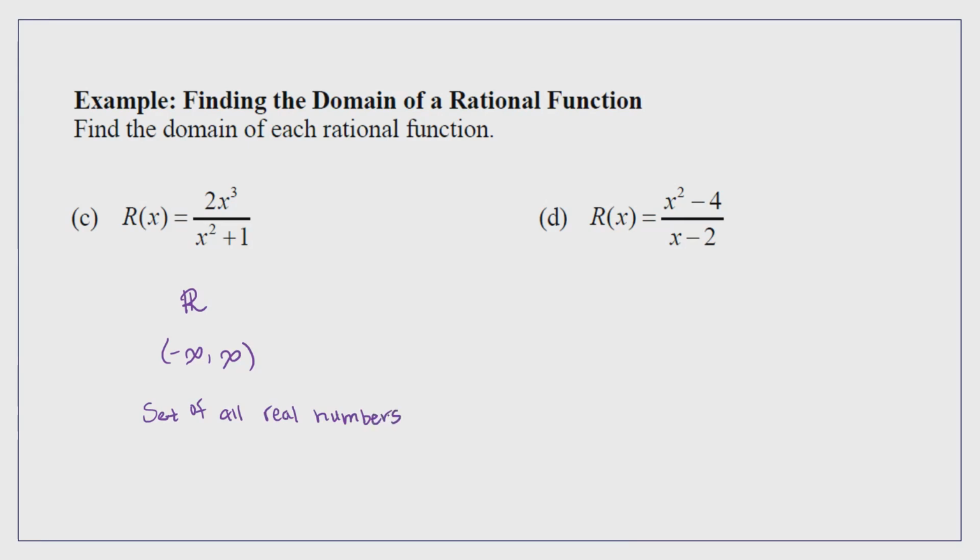For d, we have r of x equals x squared minus 4 divided by x minus 2. So we'll set our denominator equal to 0 to determine the x value that would make our denominator 0, and that would be 2. So the domain for this function would be all x values except for when x equals 2.